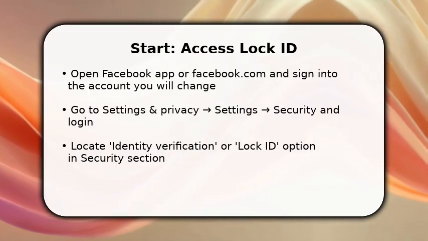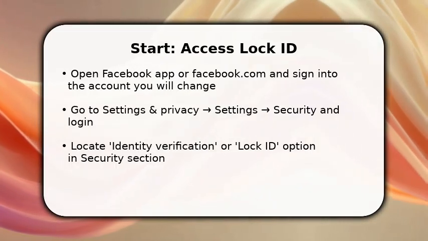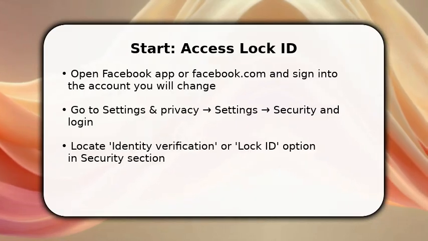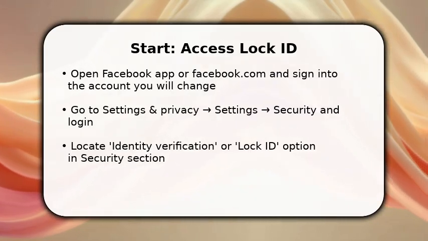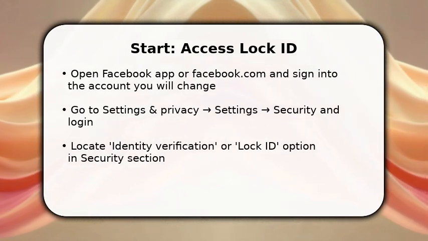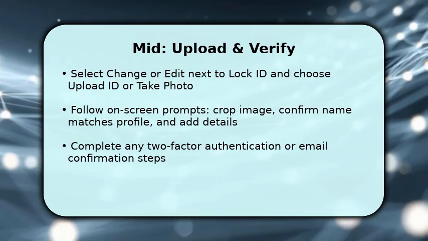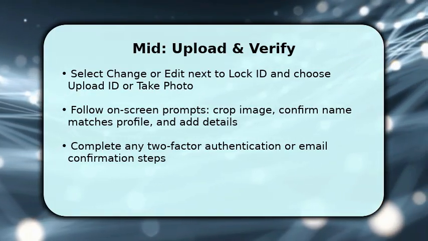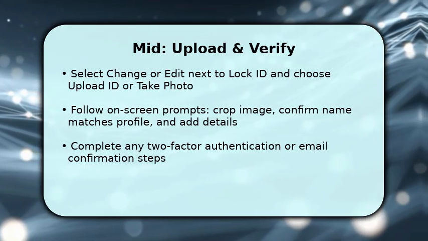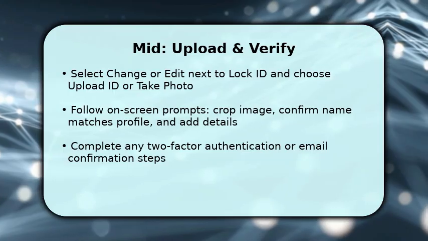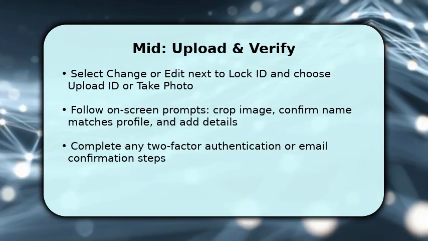If prompted, prepare your government ID photo or uploaded file type. That speeds verification. Make sure to have your phone for 2FA codes, because Facebook often requires a code before allowing an ID change. Once you choose Change or Edit, pick Upload ID or Take Photo and follow the prompts carefully. You'll crop the image so the name and photo are clear, then confirm that the name on the ID matches your profile. Discrepancies trigger delays.